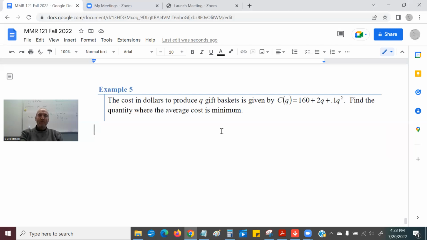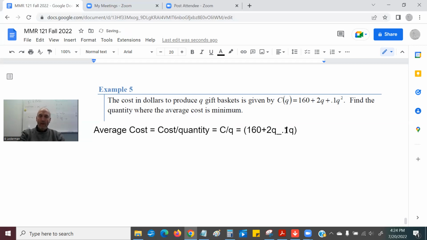Now, first of all, what is the average cost? The average cost is equal to the cost divided by the quantity. It's like there's a total cost divided by the quantity of baskets. And in this case, that's just going to equal, and I'm really just copying from here, the cost, which is 160 plus 2Q plus 0.1 Q squared, divided by Q.